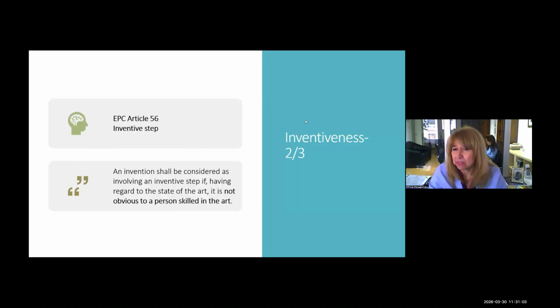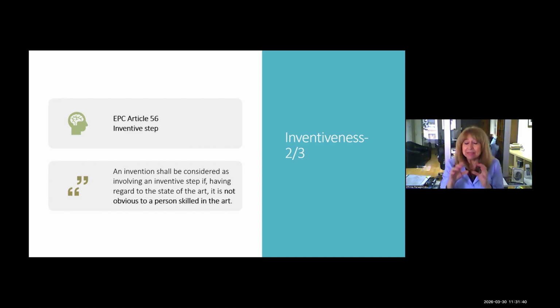The second prerequisite that has to be fulfilled is the inventiveness. An invention shall be considered as involving an inventive step if, having regard to the state of the art, having regard to what is known up to date, the invention is not obvious to a person skilled in the art. So the person skilled is the examiner. Okay, the examiner is not a lawyer. The examiner is a scientist of the field of the invention. So he's an expert.